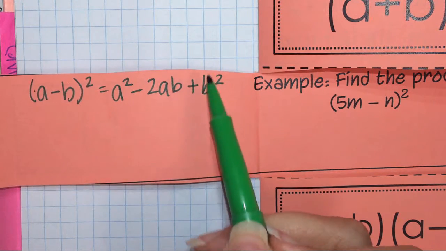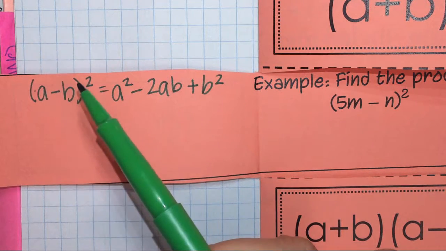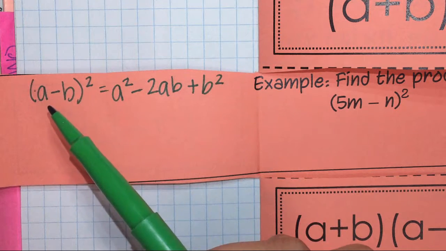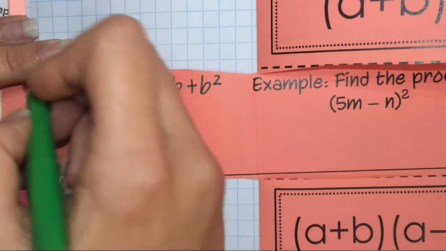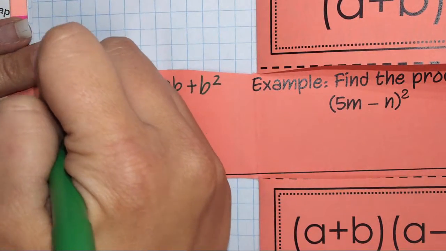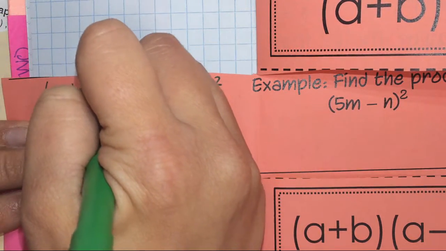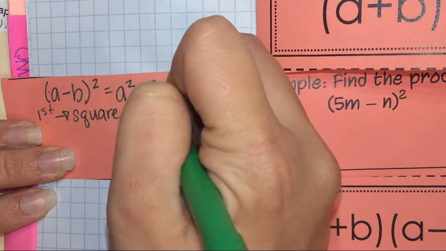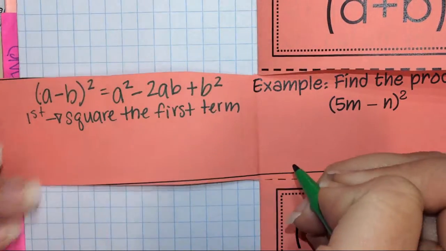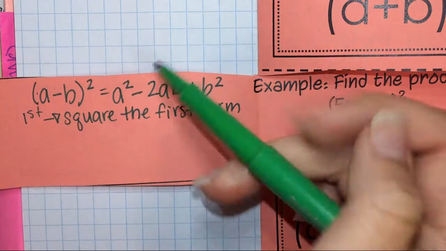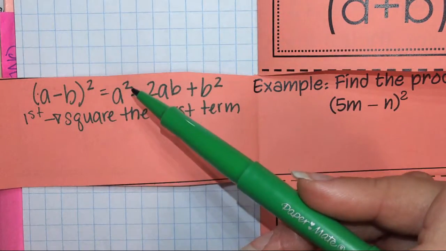Alright, why do we have a plus right here? Because a negative times a negative is a positive. So a negative b times a negative b would be a positive b squared. You still have the same steps. The first step is square the first term. So if it's A and we square it, we get A squared. If it's B and we square it, we get B squared.